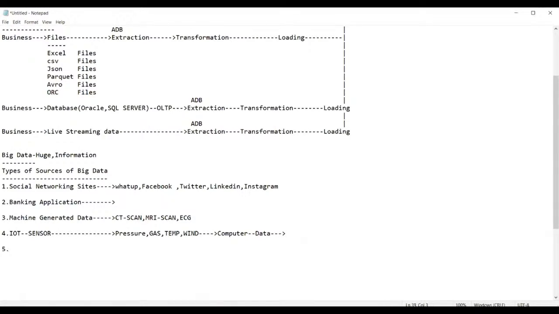Now next, after this again, you have the fifth one, human generated data. It's not basically massive, but still it can be considered big data. Human generated data means the data which is generated by you and me, the normal routine data. That is a kind of human generated data, so this is also considered part of big data.